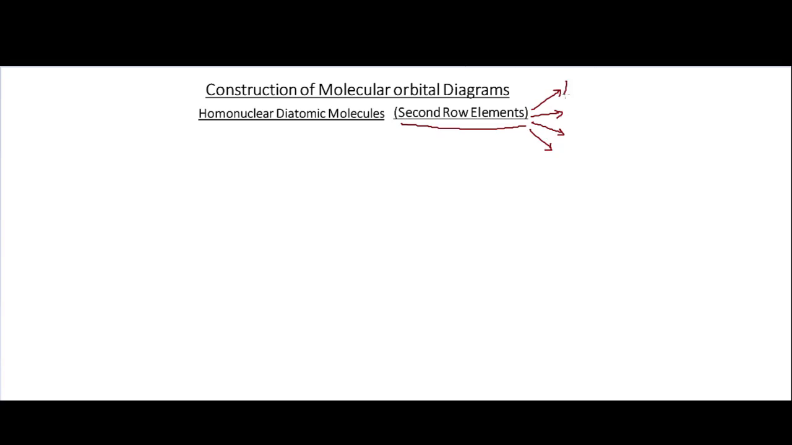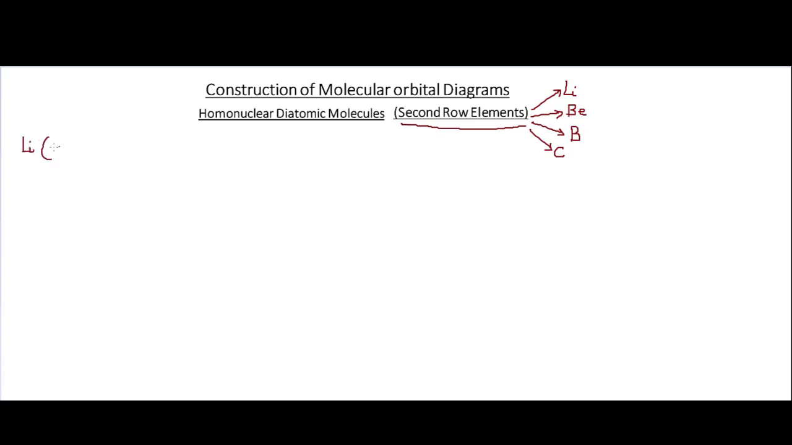Starting with lithium. The second row starts with lithium, then beryllium. So lithium and beryllium we will discuss in this section, followed by boron and carbon. So these four we will discuss, and the rest of the molecules we will discuss individually in separate sections. Okay, so starting with lithium.